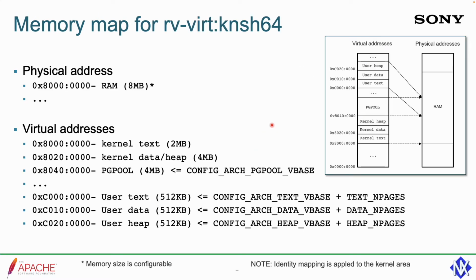The next slide shows a memory map for the rv-virt knsh configuration. This configuration uses 8 MB RAM, but the size is configurable. Also, the virtual addresses for PG4 and the user text, data and heap are configurable in defconfig. The address mapping is almost the same as sublet 6 quad, but it does not use a dedicated L1 page table.